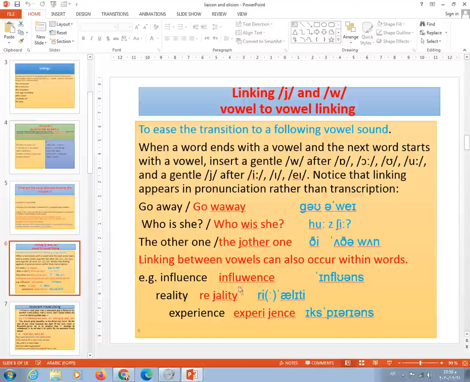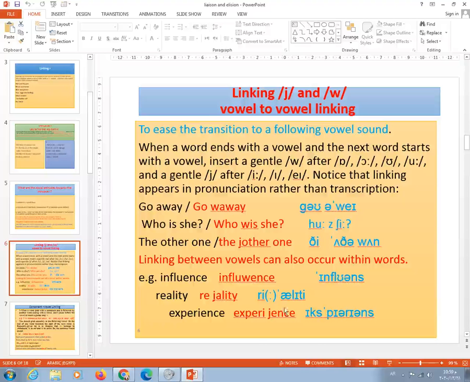Because if I didn't put this wa, the word would be influence, two vowels again in a row, so we need something to link them and to glide smoothly from one sound to another, one vowel to another. It's a very lovely process.